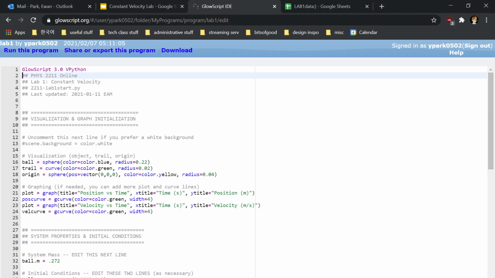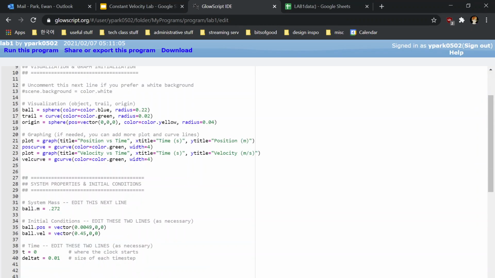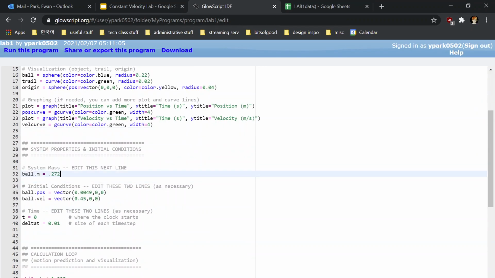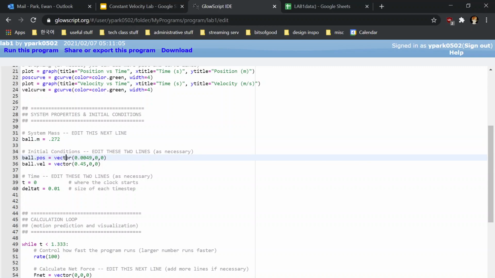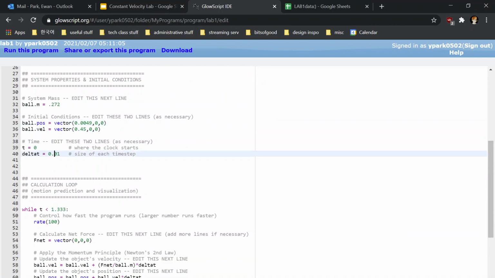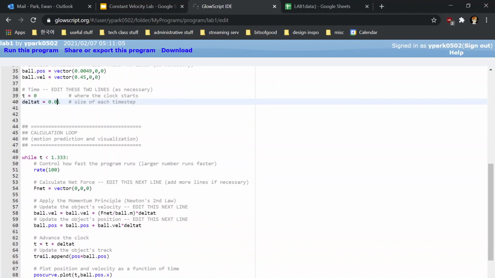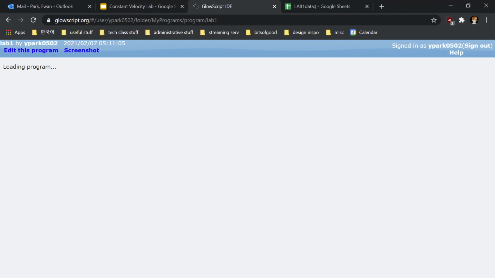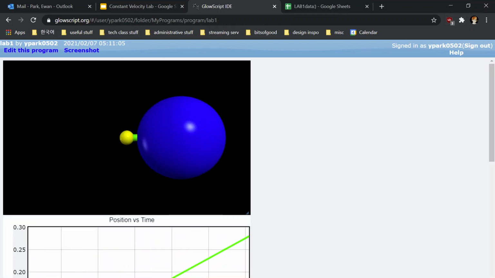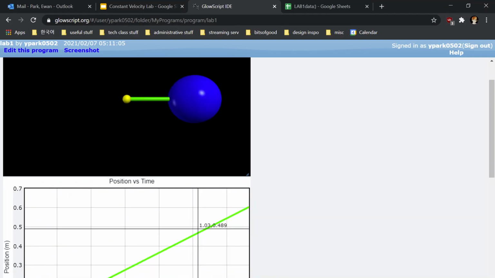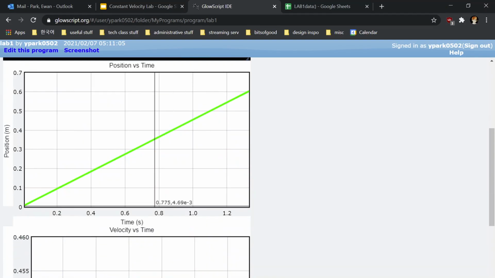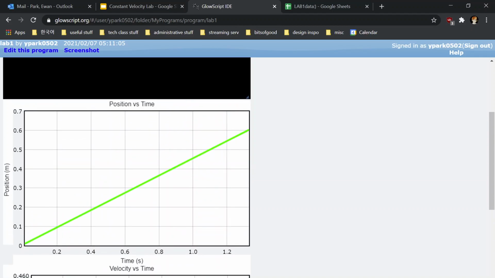So let me go ahead and show the model itself, or the code behind it. Here's the mass, our initial velocity, initial position, our time interval, 0.1 seconds, and if I run it, we get this neat model and this neat graph of position versus time, or position as a function of time.